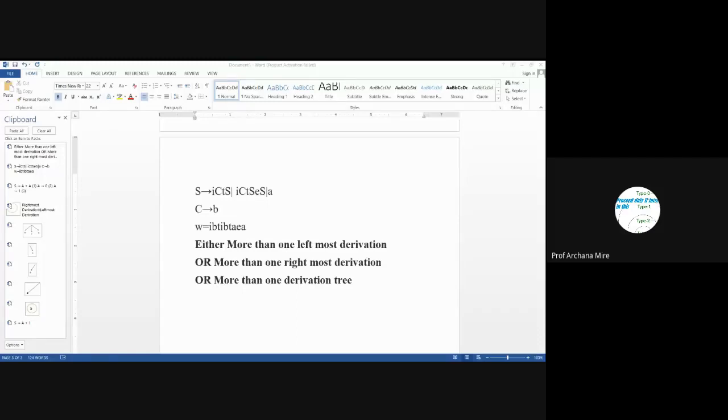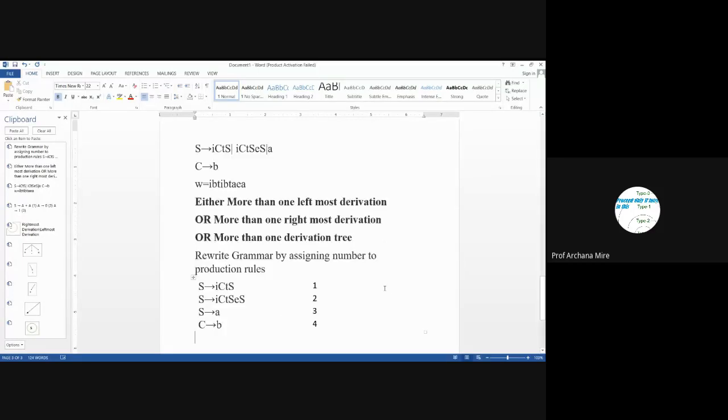First, we will be solving it by using leftmost derivation. So once again, we will rewrite this grammar by assigning numbers to each of the production rules. So here I am rewriting the grammar by assigning a number to each production rule. The same grammar we are writing here.